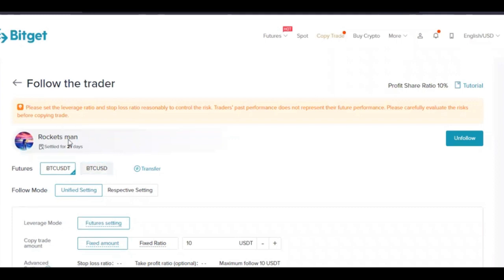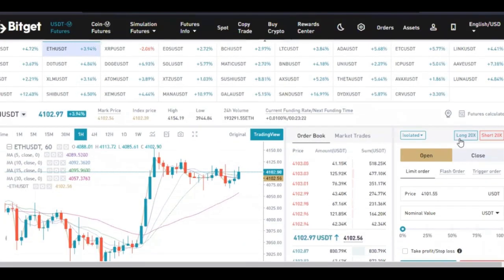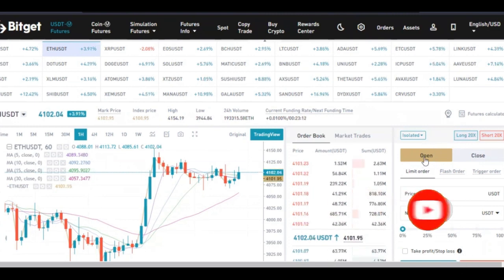Now, you may notice that this trader may be trading with 50x leverage and the rest, but because I have set mine to be 20x or 10x, it will only copy with the settings that I've put on my futures trading account. So this is a brief rundown on how to use the Bitget platform.